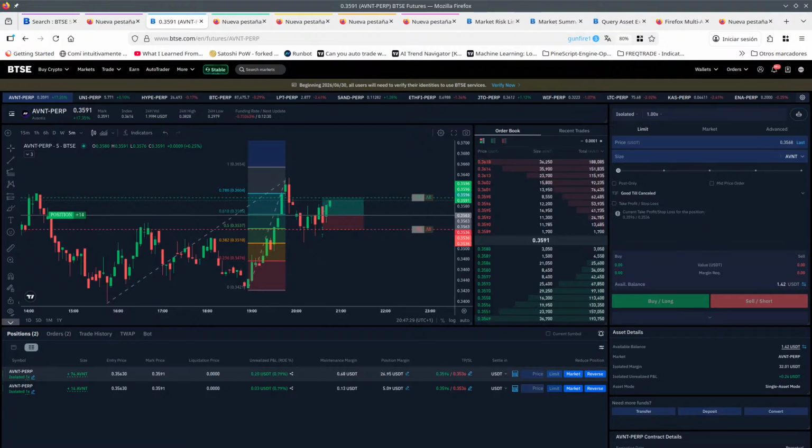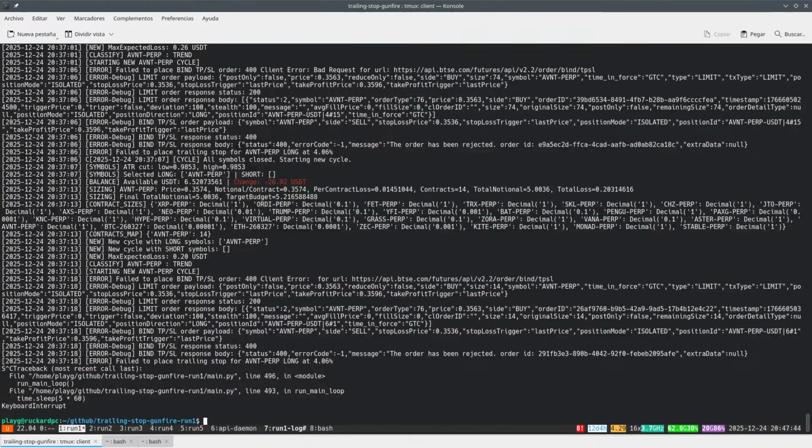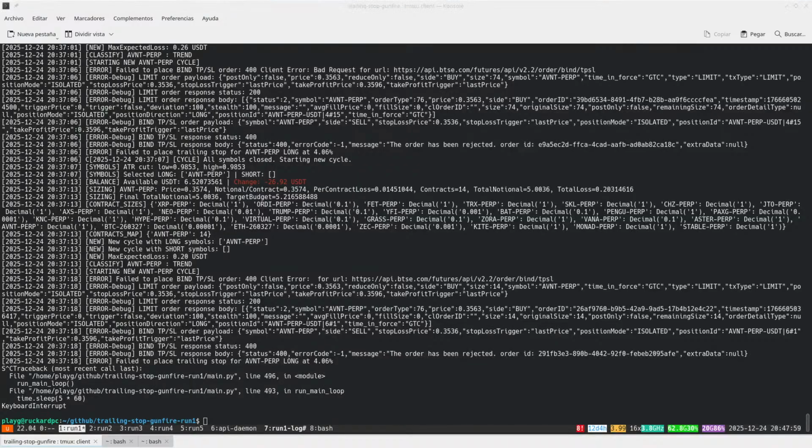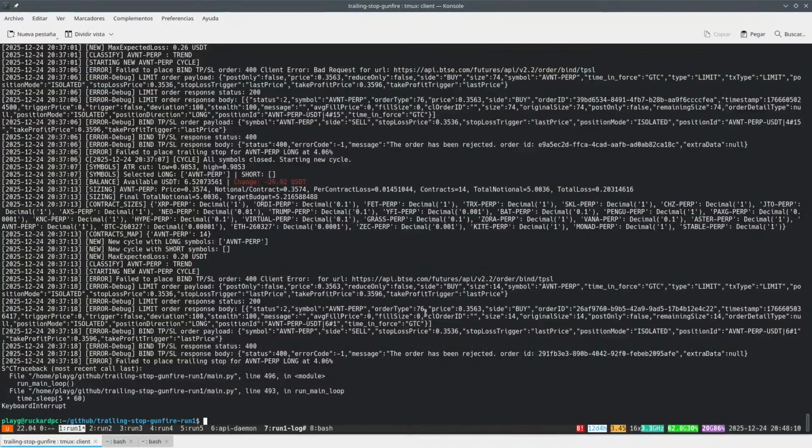Let's see what happens in here. So I'm not sure what happened before when this failed, because it tried to do the same trade again, isn't it? The order has been rejected. Yeah, that makes sense. So I don't know, maybe I'm going to just turn this on and hope for the best, and hopefully this works as expected.